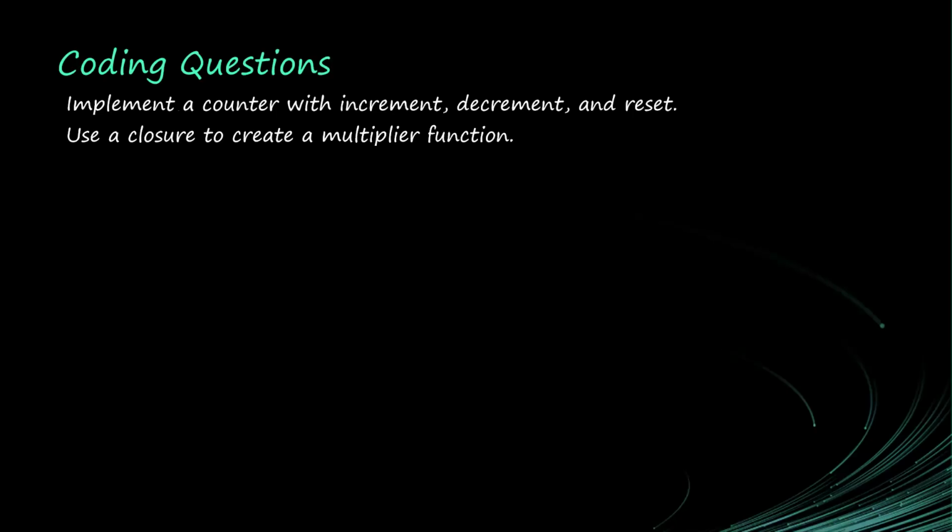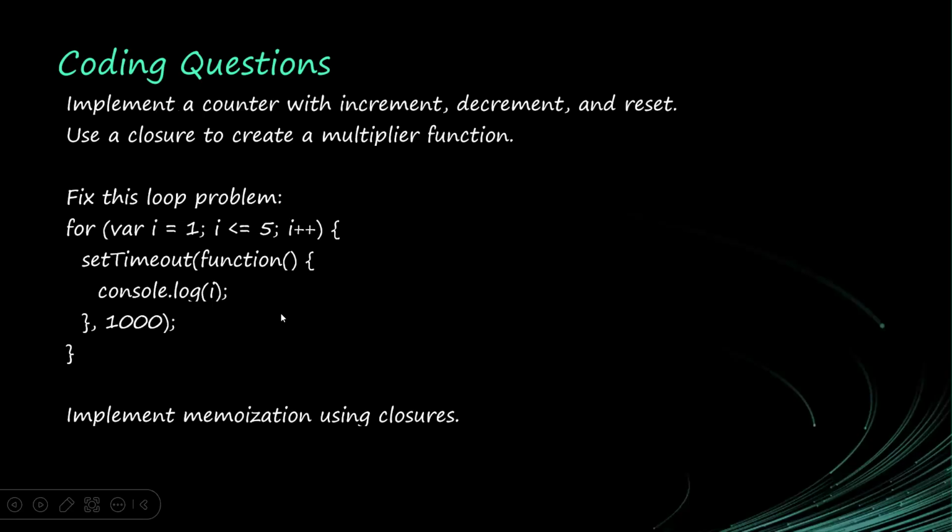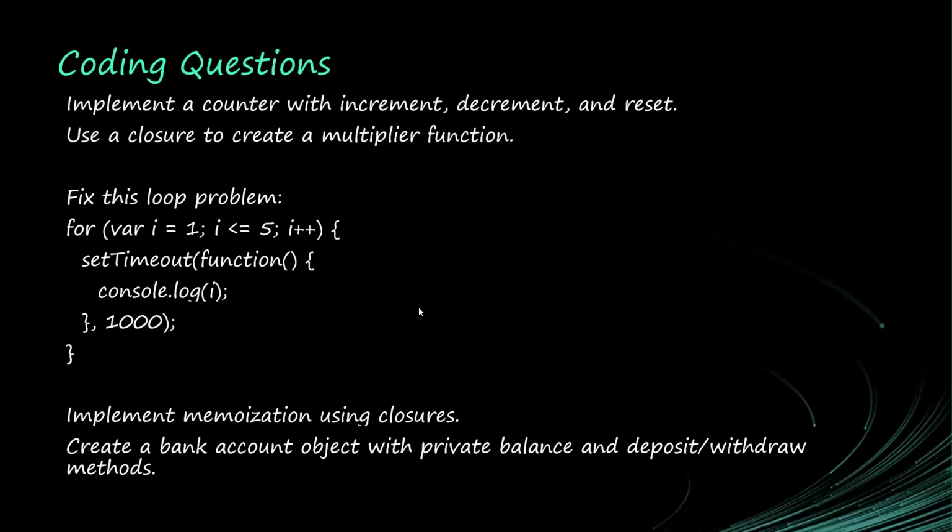So implement a counter with increment and reset. Use closure to create a multiplier function. Fix this loop problem. The best thing here is to just use the let keyword. That's the best way to fix it. Very simple. Then implement memoization using closures. Create a bank account object with private variables. We have already done most of these things, so you can just go and do it yourself now.